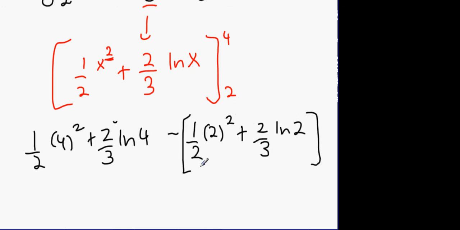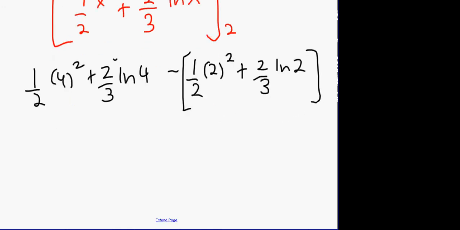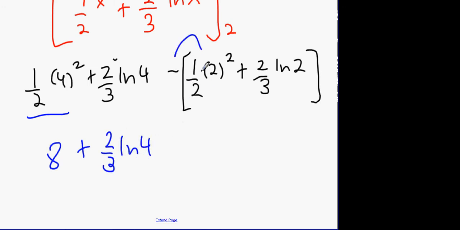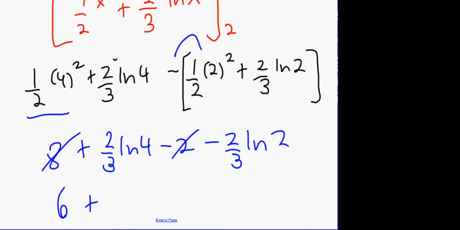Now guys, look at this very, very carefully please. Okay, this part here is what guys? 8 plus 2 over 3 ln 4. Just keep 2 over 3 ln 4 exactly as it is for the time being. This one's going to be minus 2. And this is going to be minus 2 over 3 ln 2. Now, 8 minus 2? 6. I'm going to factorize 2 over 3. 2 over 3 bracket ln 4.